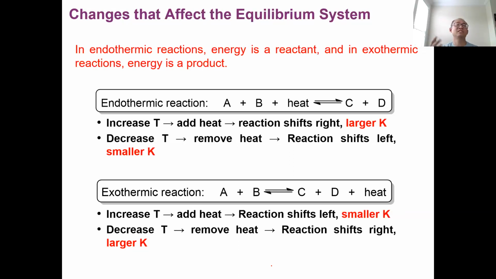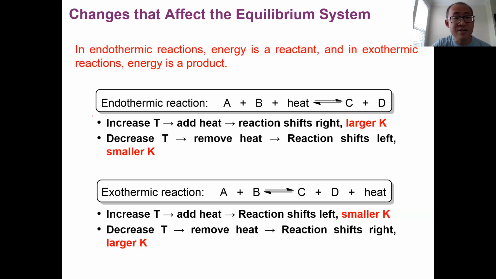Next factor besides concentration change is changing the temperature. When temperature is changed for an equilibrium, the story has to be told in two different cases. Remember, with a temperature change you're basically adding or removing energy, and that depends on whether the reaction is endothermic or exothermic. So that's why we have to do it in two separate cases.